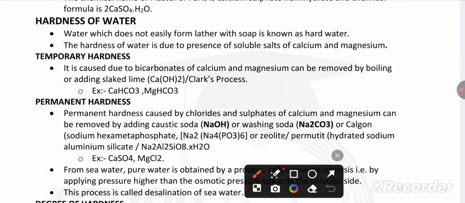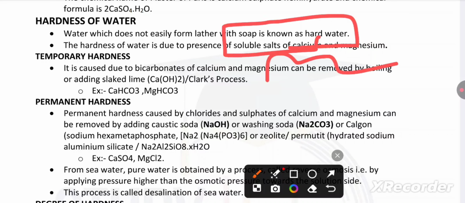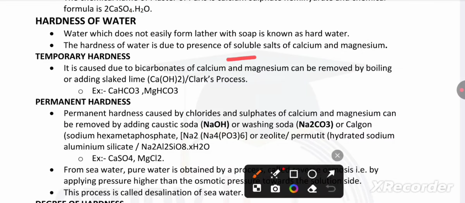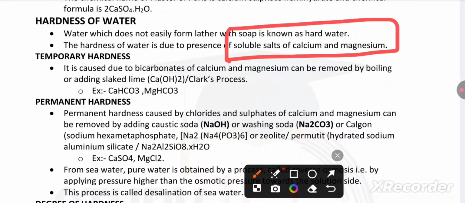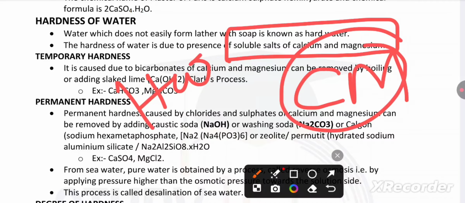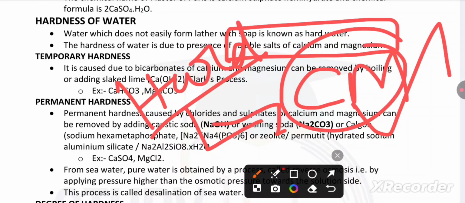water which does not easily form lather with soap is known as hard water. It will hardly mix with the foam. Hard water is due to the presence of soluble salts of calcium and magnesium. Very important: soluble salts of calcium and magnesium, Ca, Mg. Like a country or state that is very hard, strict, Ca Mg is there.